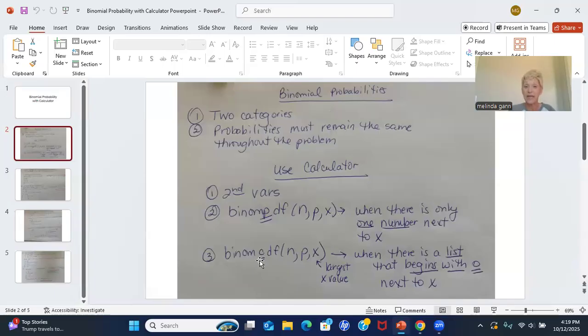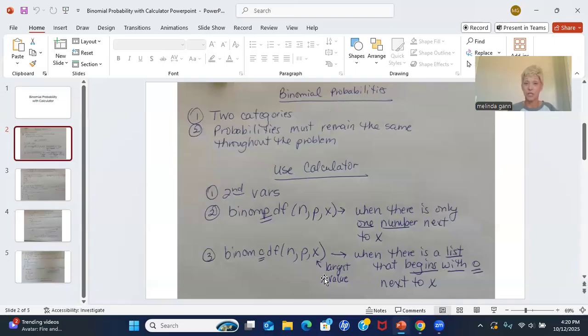Now, binomial CDF is the same order. You hit binomial CDF, and then you do your N and a comma and a P and a comma and then an X. Now, people freak out a little bit because you have a whole bunch of numbers next to X. But remember that the list has to start with 0. The calculator just needs to know what's the biggest number in the list. So you just type in the largest X value next to X. And then you hit enter and boom, the answer comes out.